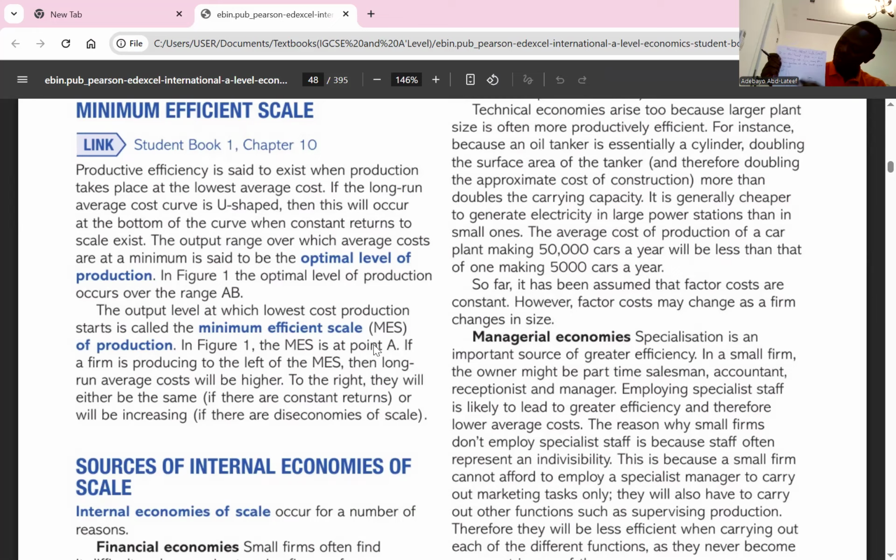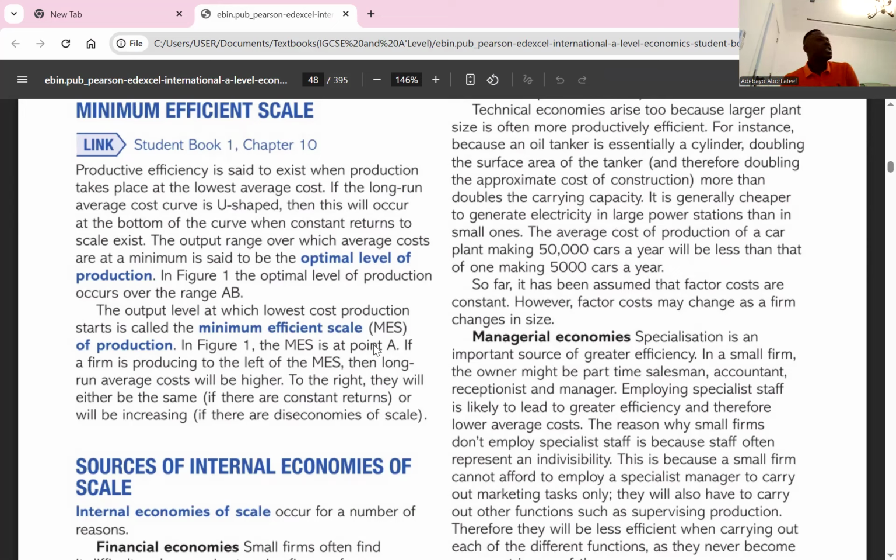Anything behind this is increasing returns to scale. Above it is decreasing returns to scale. So a firm must not exceed this point, which is the optimum level. In between the optimum level is what we call the minimum efficient scale. I think you get minimum efficient scale here. Yes. Minimum efficient scale. That's the point there.